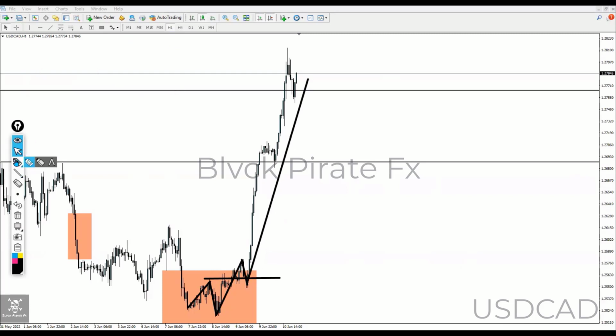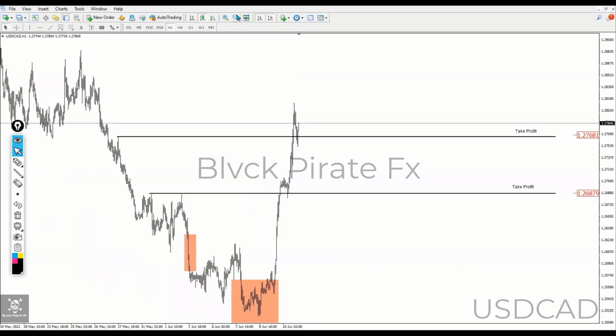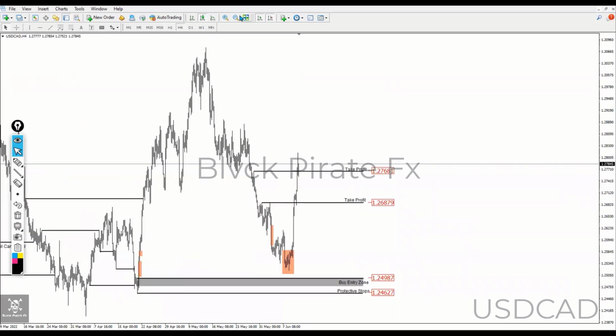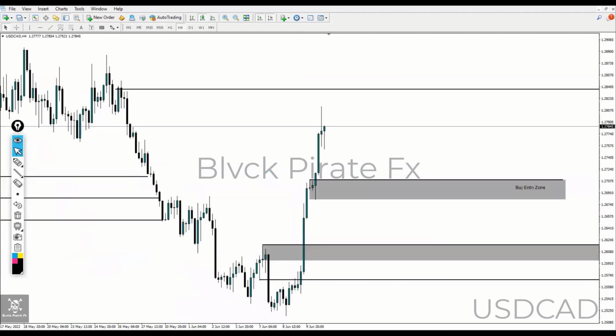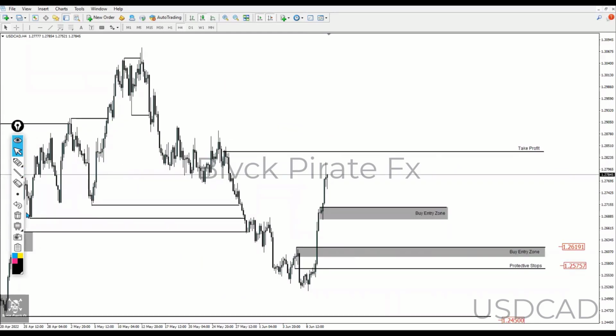But I understand that most of you could not have caught this price action if you are not watching closely. So let's take a quick look at what we believe this coming week's price action is going to be.